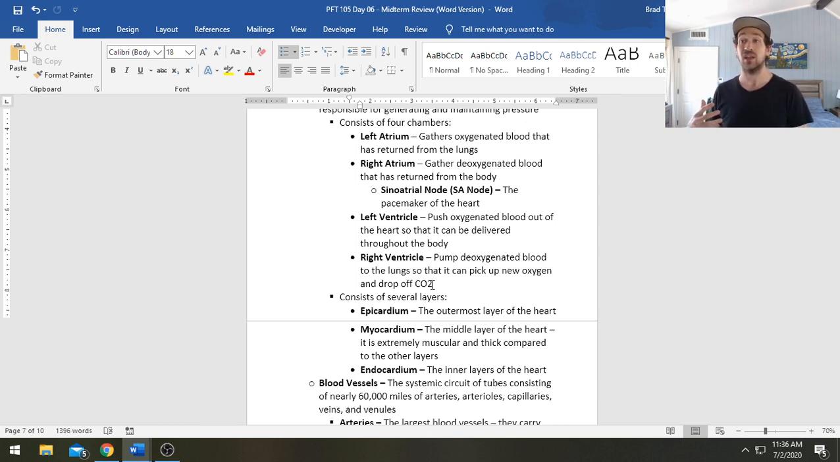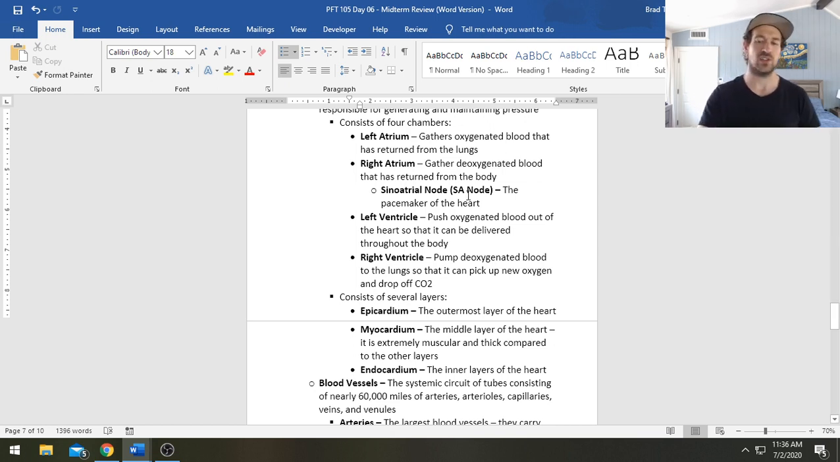And once it gets into our lungs, now it can drop off the carbon dioxide that it's been carrying and pick up new oxygen. But it can't get to the tissues unless it gets delivered there. So it's got to go back to the heart to be sent wherever it's going. And so it'll come back from the lungs into the left atrium. Again, it's going to gather there. And then it will drop into the left ventricle where it will be pumped out throughout our entire body.